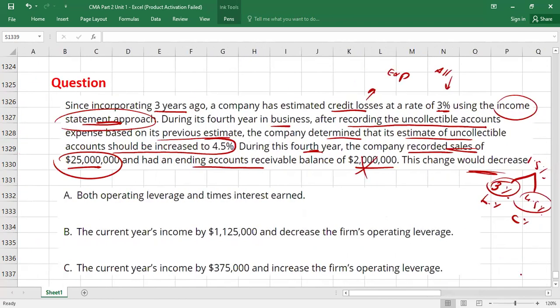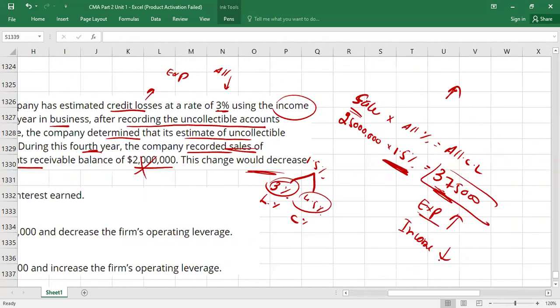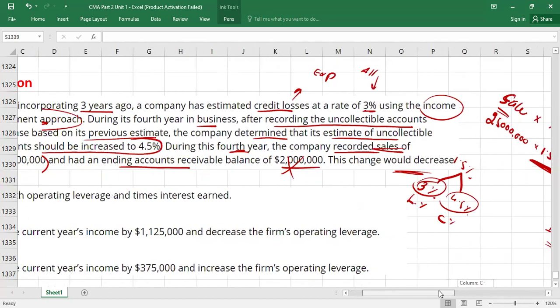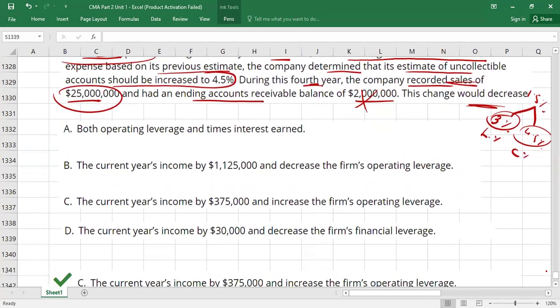So now here we go. Obviously, if your income is decreasing, it will increase your risk, right or wrong? Risk will increase, because a reduction in profit means an increase in risk. So they are saying that the change would decrease both operating leverage and times interest earned ratio. Do you remember the formula? It was EBIT, which we studied previously, divided by interest expense. Here nothing has changed in the interest expense, so we cannot link. The change is in the expense itself, not in the interest.